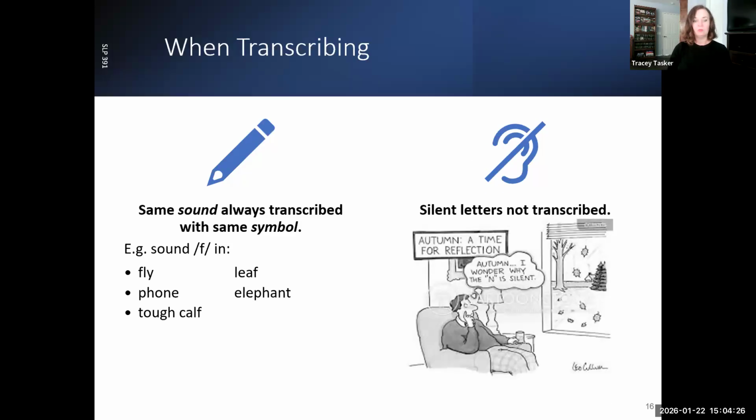When we're transcribing, we're always transcribing the sound with the same IPA symbol. So the first sound, doesn't matter what word it's in, if you hear that first sound, it's always going to be transcribed with the same symbol. As I just mentioned, silent letters are not transcribed. So in this little cartoon, a word like autumn, why is that in there? We don't hear it, right? So if you don't hear it, you don't write it.